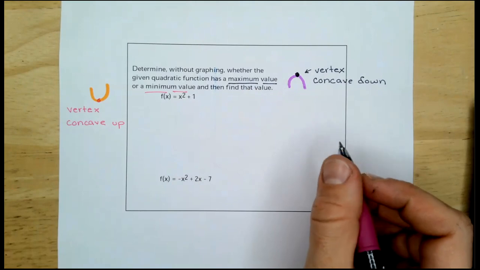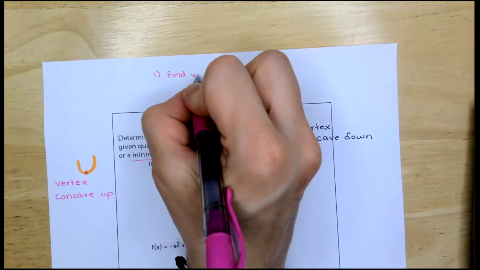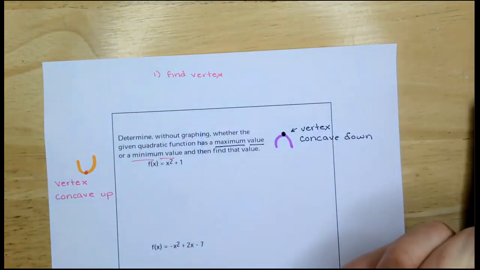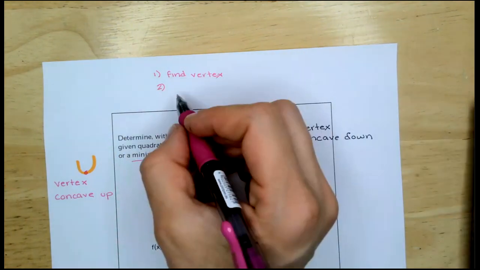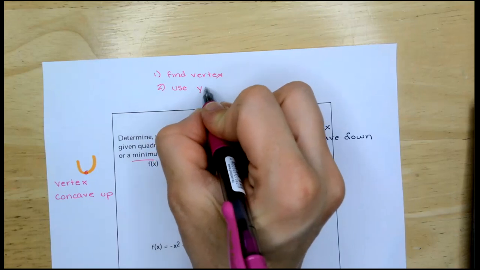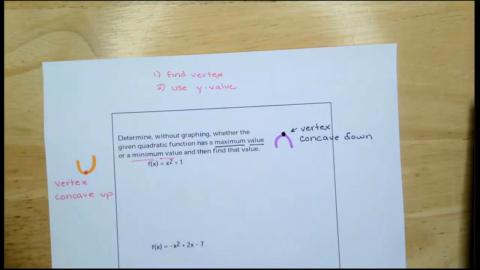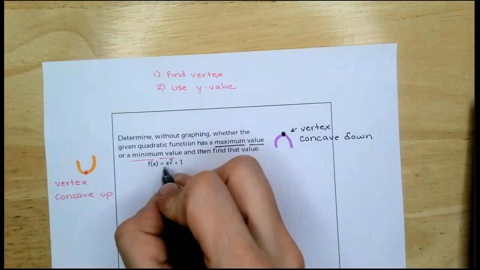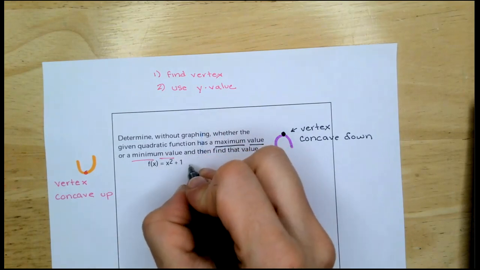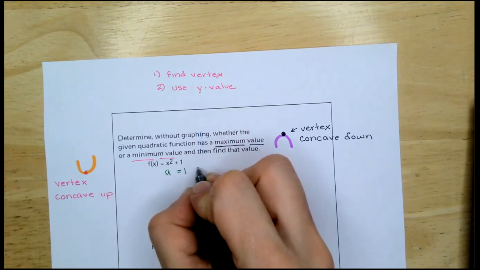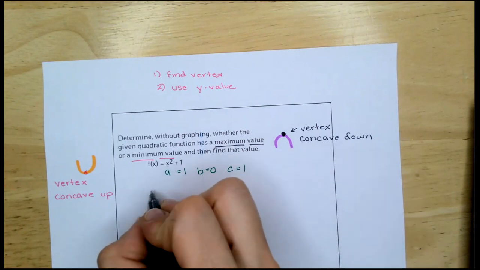So we're just finding the vertex. And then use the y value as your final minimum or maximum, okay? So f of x equals x squared plus 1. Find your vertex. It's in standard form, so we have to use a, b, c. A is 1, b is 0, c is 1.